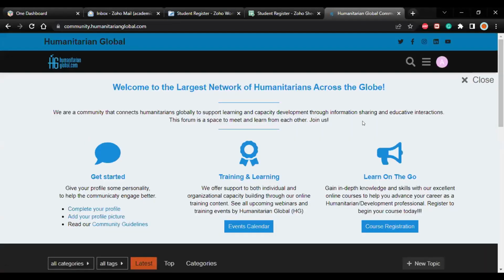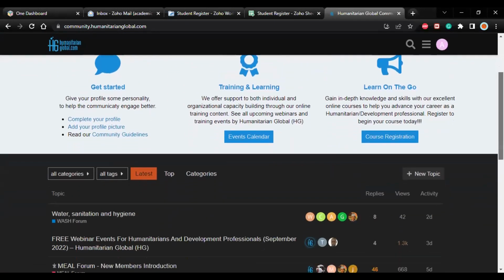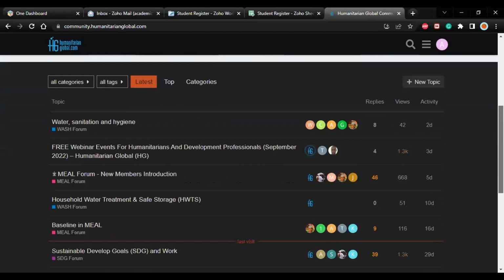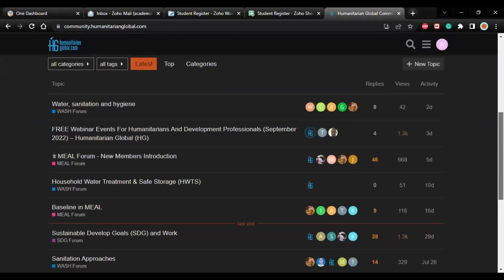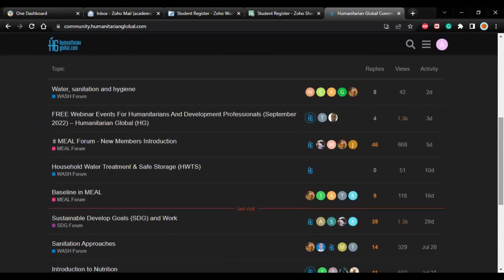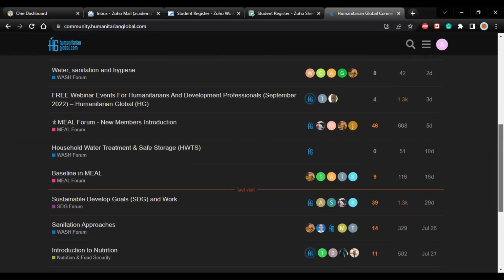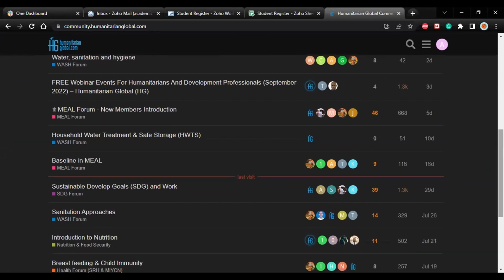And that's going to direct you or lead you to a different section that we have on our website, which we call the community. And the community is just a forum that we have for humanitarian and development workers where you can join and link up with other humanitarians, other professionals in different fields. And you get to interact, exchange ideas, learn from each other.